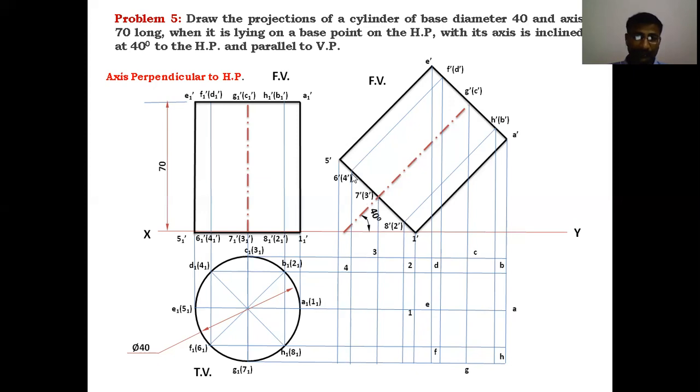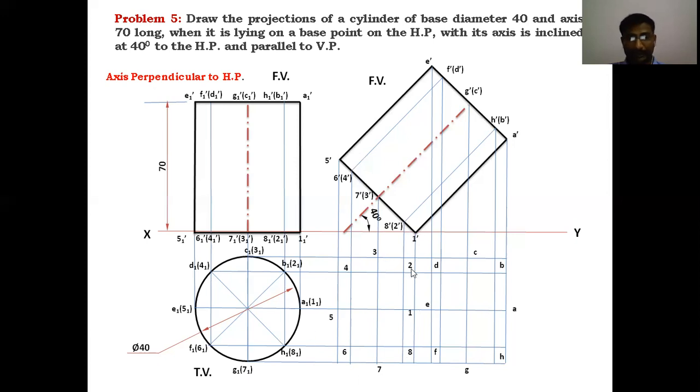And 4 point is the 4 dash line intersecting the 4, 1 line. And 5 point is the line of intersection of 5 dash with the 5, 1 line. And 6 point is the 6 dash line intersecting with the 6, 1 line. And the 7 point is the 7 dash line, which is coming from the front view, intersecting the line coming from the 7, 1. This is the 7. And 8 point is the point of intersection between the 8 dash line and the 8, 1 line. This is the 8 point.